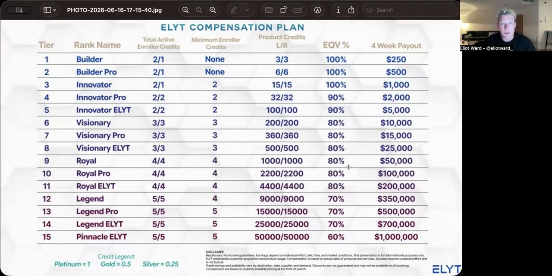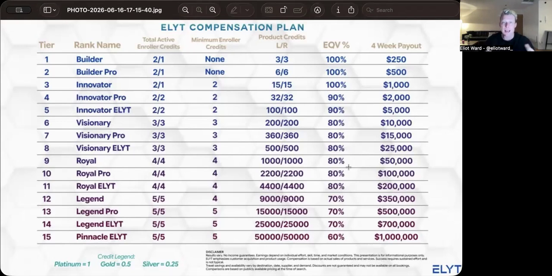So you can see tier one, total active enroller credits, two and one, meaning that you must have two personally enrolled active credits on the left team, for example, and then on the other leg, you must have one personally enrolled individual or enrolled credit. Okay, so that means two and one, and now you actually have activated the compensation plan.